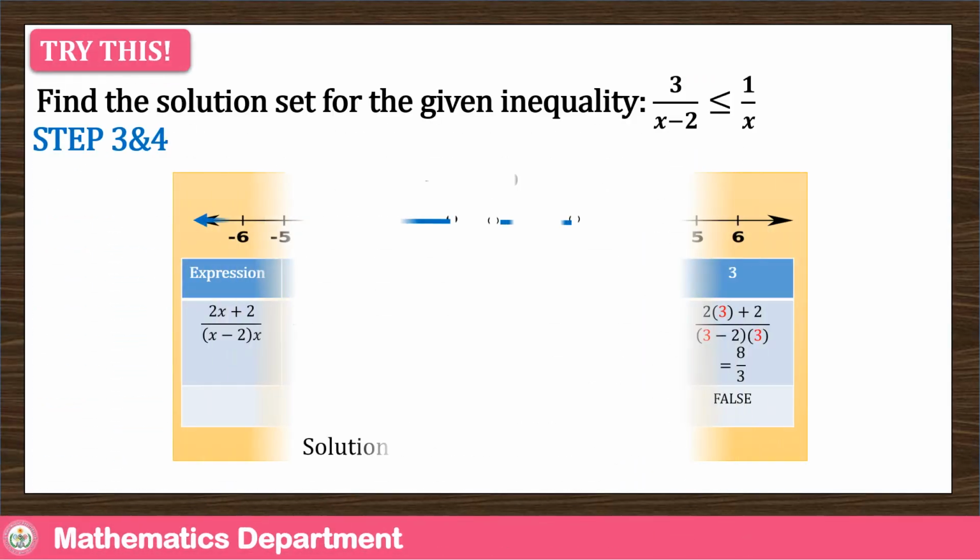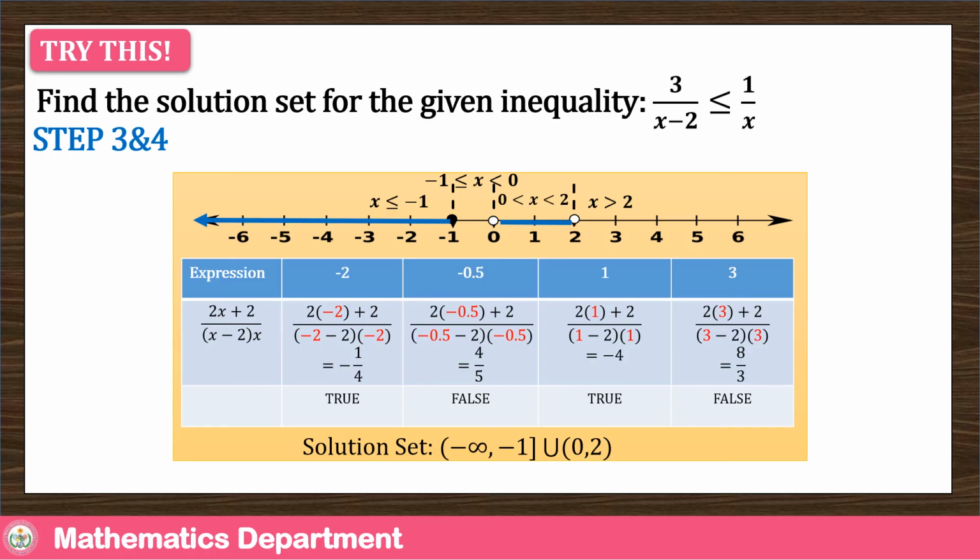And then yung next natin na step, okay, so ito naman yung ating computation. And then ang magiging solution set natin dito, we have here -infinity to -1, in which yung -1 natin ay included. And then union 0 to +1.